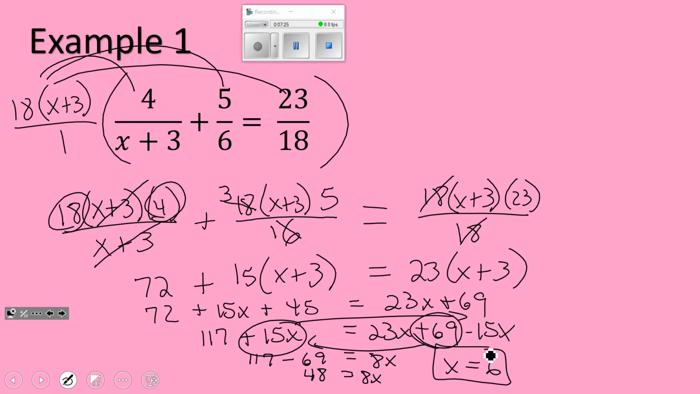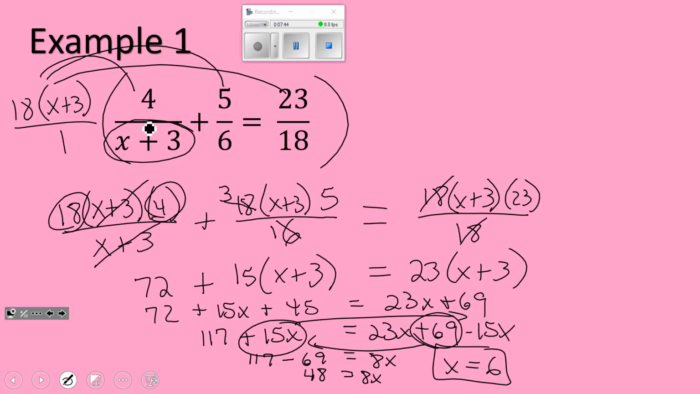Now you don't have to state that. We just got to make sure our answers are okay. Is 6 an okay answer? Does everybody understand where I got x cannot be negative 3? From right here. Because if x were negative 3, what would that denominator be equal to? 0, and it would be undefined, and that would not be possible.